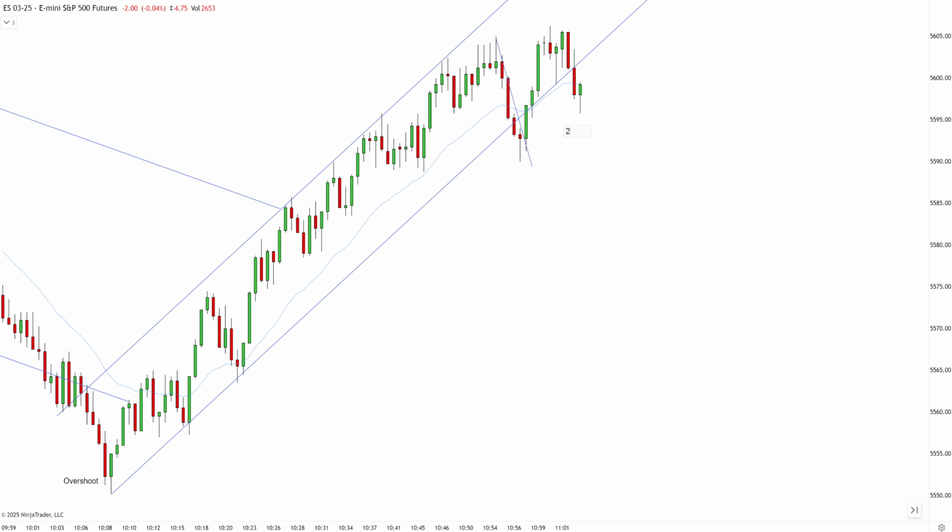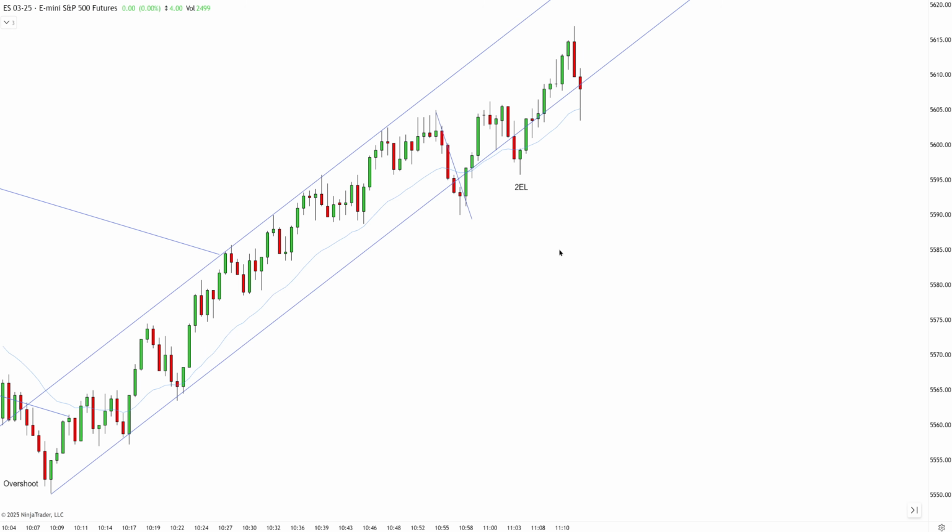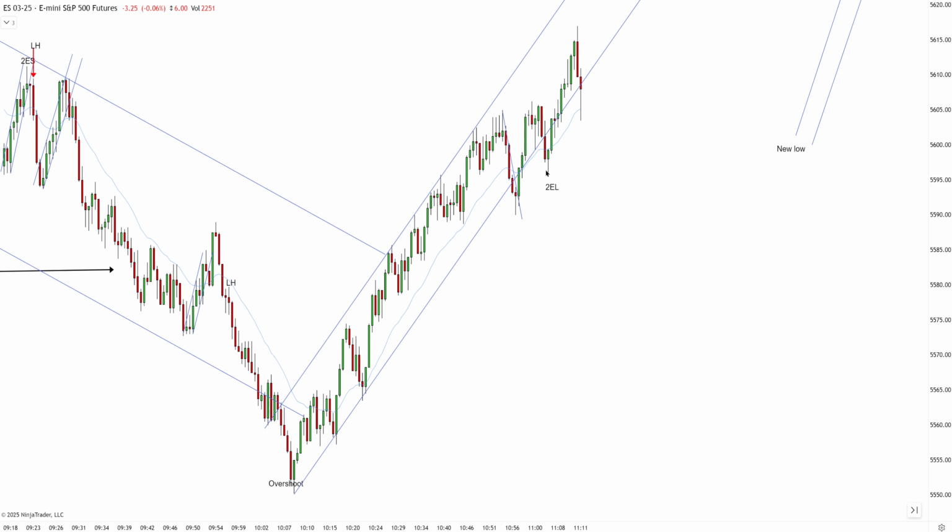You have a second entry long here, but we can't really take it because it pushed below the EMA. You just have a break in new high. What if we're going to spike down and test the new low? And notice what happened. Market continued to go higher. So when I saw this, I was like, okay, this uptrend is too clean. It's too structured. The retracement is too long for me to expect the market to test the new extreme right now.